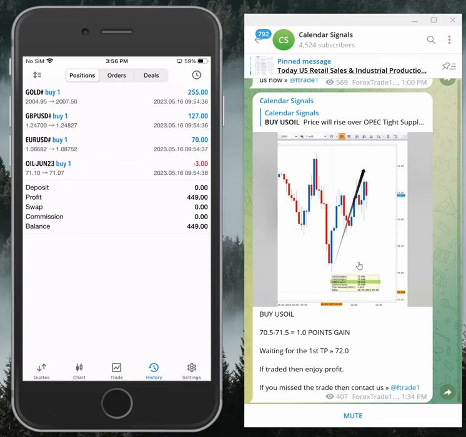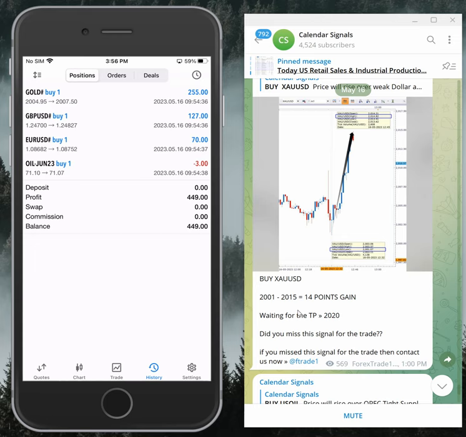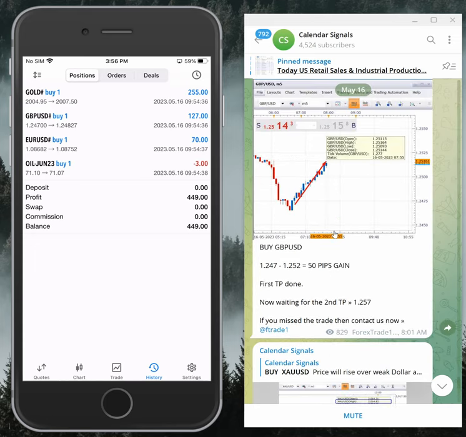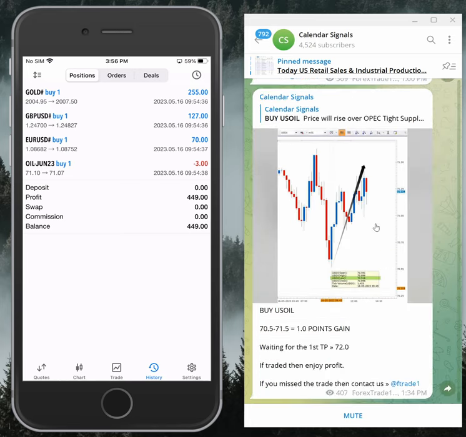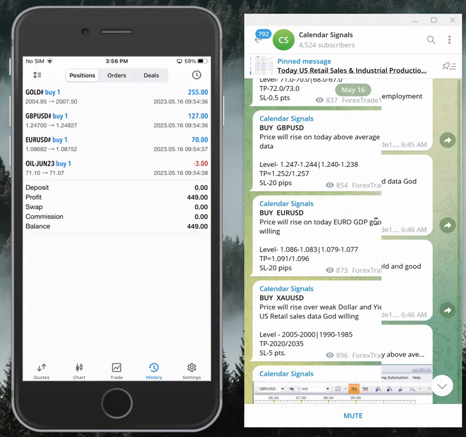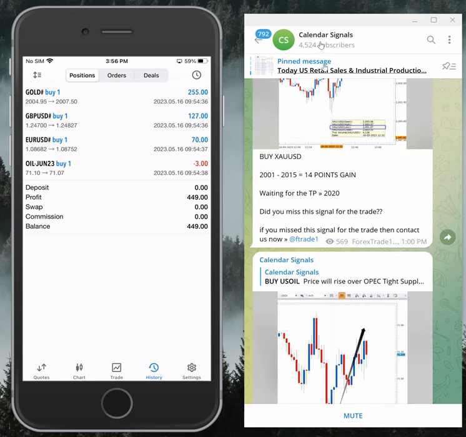As per the given levels, we updated on the channel also: oil 1 point gain, gold 14 points gain, and GBPUSD 50 pips gain. EURUSD had to perform. And this is the performance of signals as per the given levels, which we post on this channel, calendar signals.